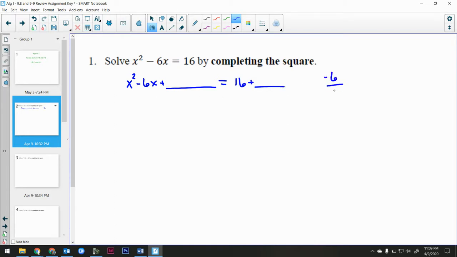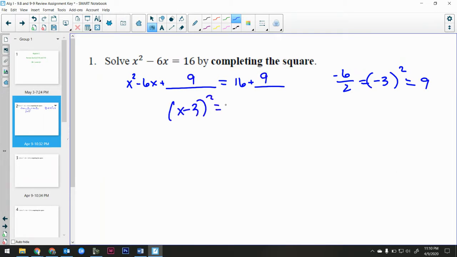Well, -6 divided by 2 is -3. Square it. Positive 9. Let's try that over again. -6 divided by 2 is -3. Plus 9 here and 9 here. So I've got x minus 3 squared is equal to 25.